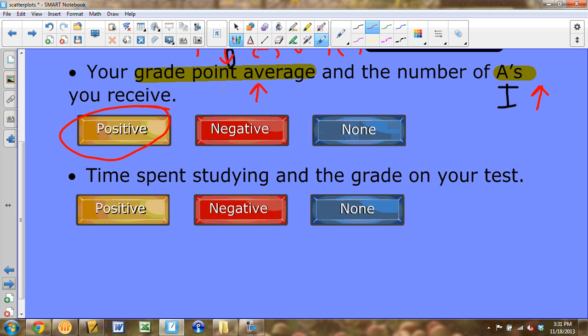The time spent studying and the grade on your test. So which one is the independent? Well, the time is the independent, because however much time I choose to spend is independent. Now your grade then depends on the time you spend. So as the time goes up, theoretically your grade would go up. So this also has a positive correlation.